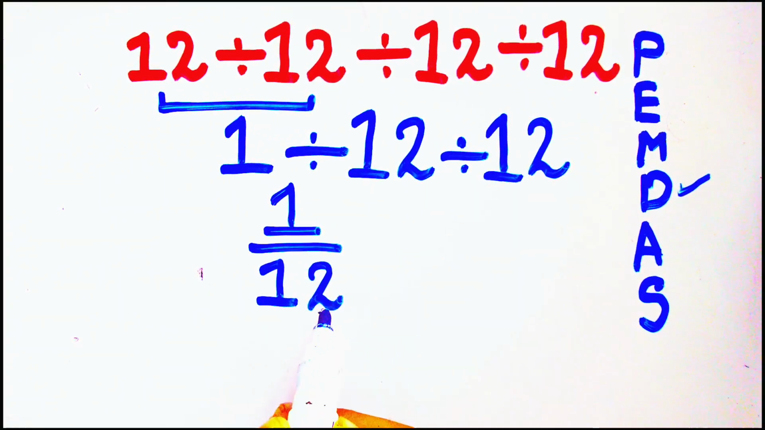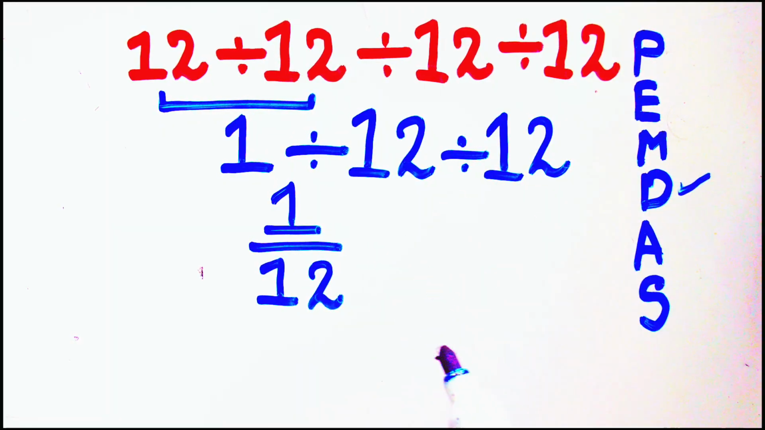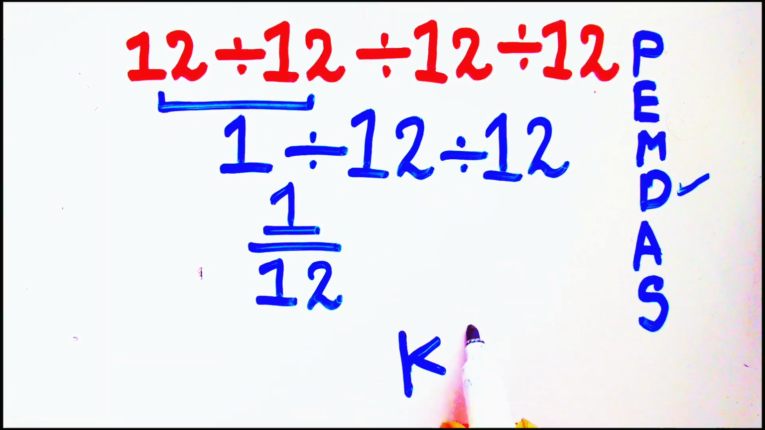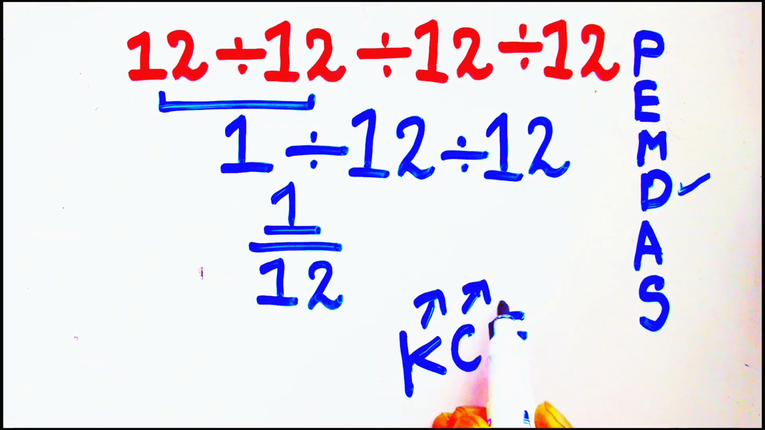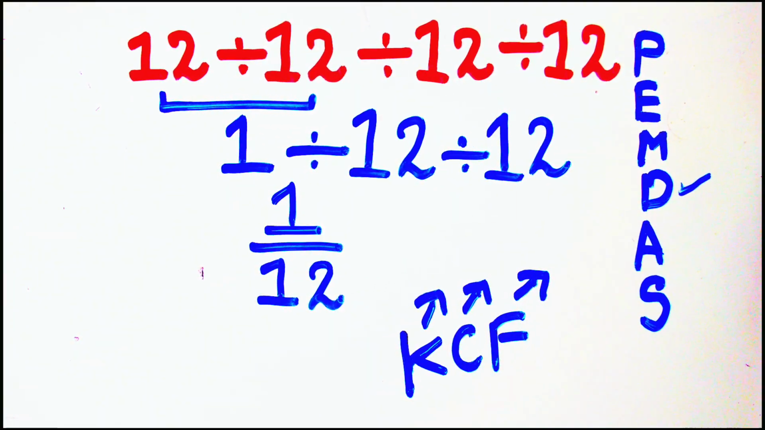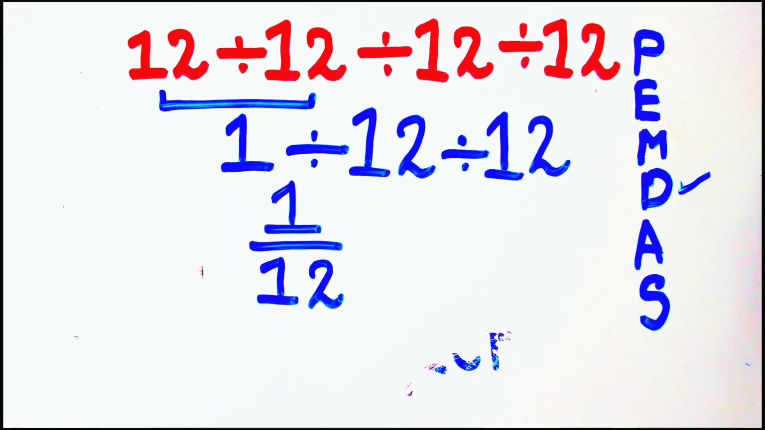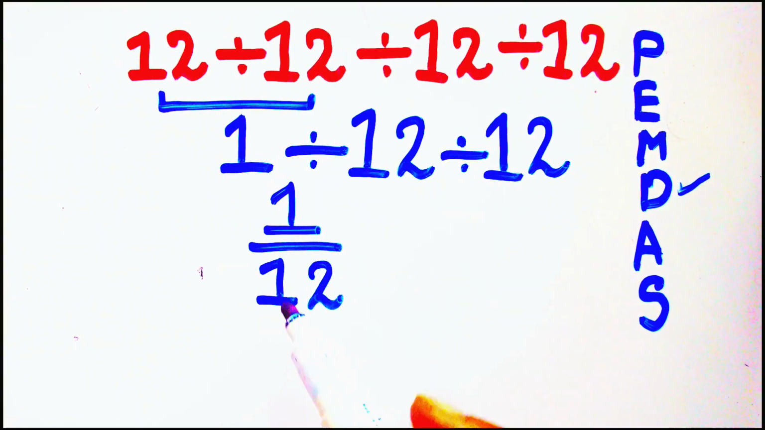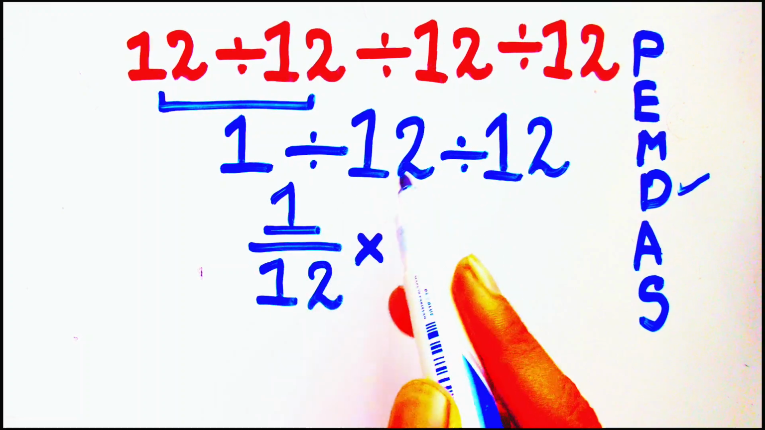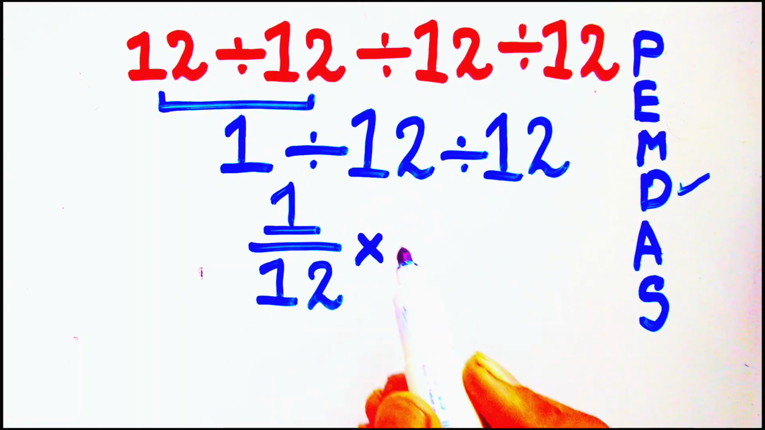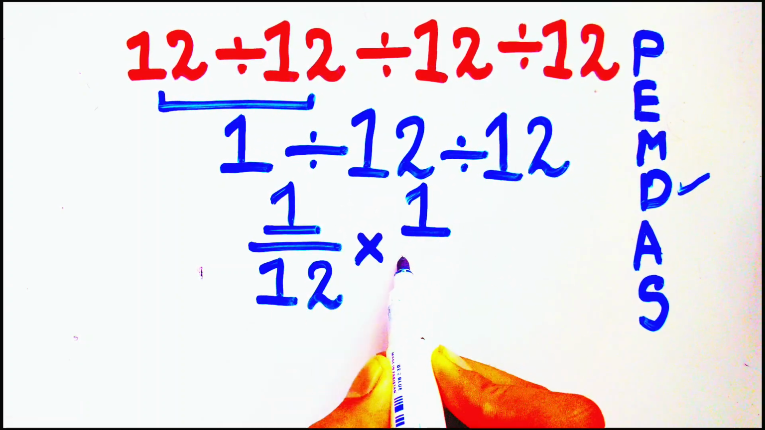Remember that we have another part of PEMDAS, which is known as KCF. K means keep it, C change it, and F flip it. So we use this part of PEMDAS also to achieve our correct answer. So 1 over 12, keep it, divide is changed into multiplication, and this 12 over 1 will be written as 1 over 12.